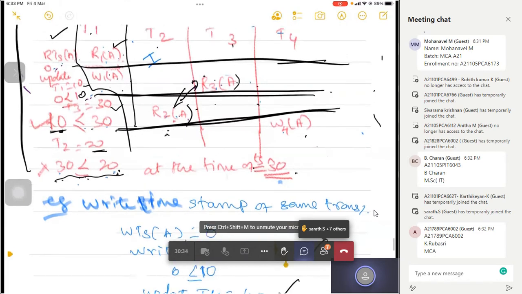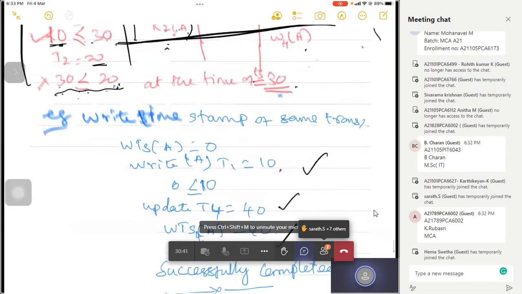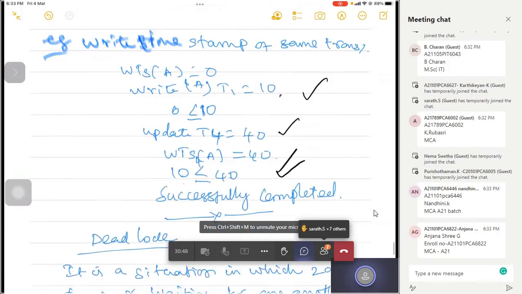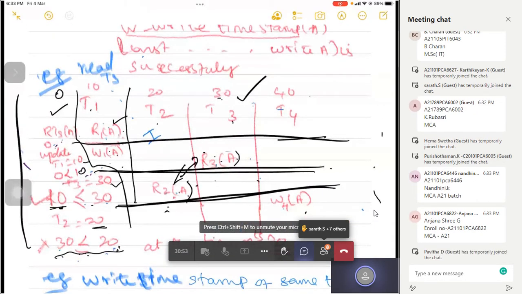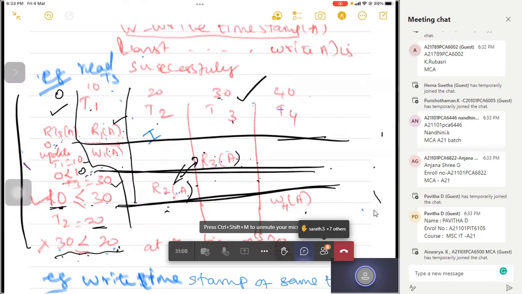கம்ப்ளீட் ஆயிடுது. நெக்ஸ்ட் ரைட் ஆபரேஷன் T4ல தான் வருது. T4ல எப்போ வருது? 40th செகண்ட்ஸ்ல வருது. அப்போ இப்போ கரண்டா நம்ம 10ல தான் இருக்கோம். 10 இஸ் லெஸ் தென் ஆர் ஈக்குவல் டு 40. ஸோ இது வந்து ப்ராசஸ் ஆயிடுச்சு. இப்போ ரீட் ஆபரேஷன் பார்ப்போம். ரீட் டிஎஸ் ஆஃப் ஏ, முதல்ல டைம் ஸ்டாம்ப் ஆஃப் ஏ 0ல ஆரம்பிக்குது, அப்டேட் பண்ணிடுது T1. இப்போ T3, அடுத்த ரீட் ஆபரேஷன்.